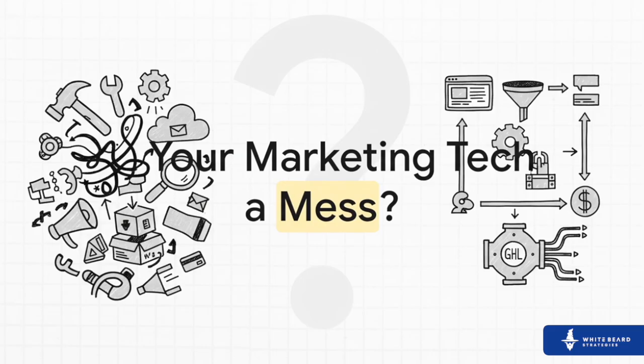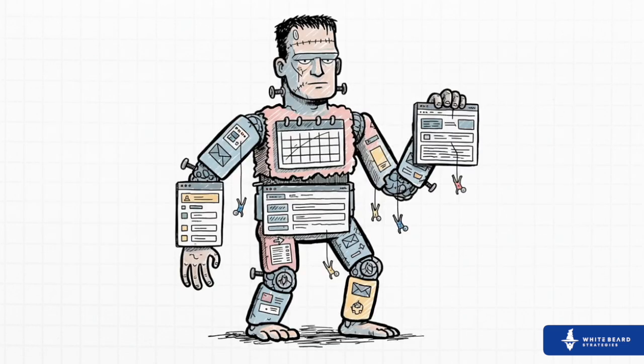But first, let me ask you a quick question. Does your current marketing setup feel a little, well, chaotic? Are you juggling like a dozen different apps, logins, and subscriptions just to keep your business moving? If you're nodding your head right now, trust me, you are not alone. So many businesses end up with what I like to call a Frankenstein tech stack. It's where you've got one tool for your website, another one for emails, a third for your booking calendar, a fourth for your CRM, and the big problem is none of them talk to each other. It gets expensive, it's super confusing, and honestly, the worst part, potential customers start falling through the cracks because the whole system is just a disconnected mess.